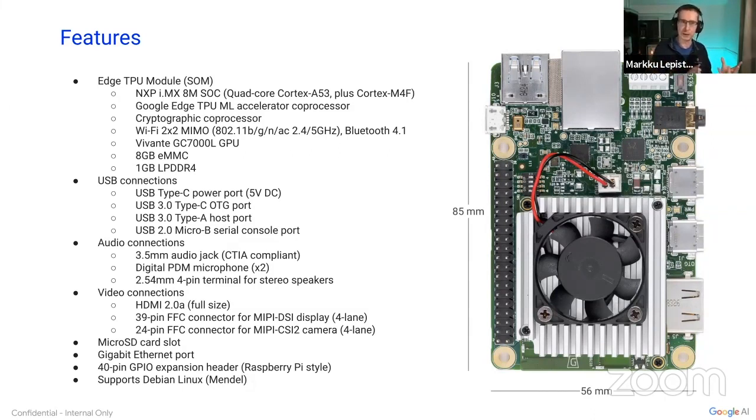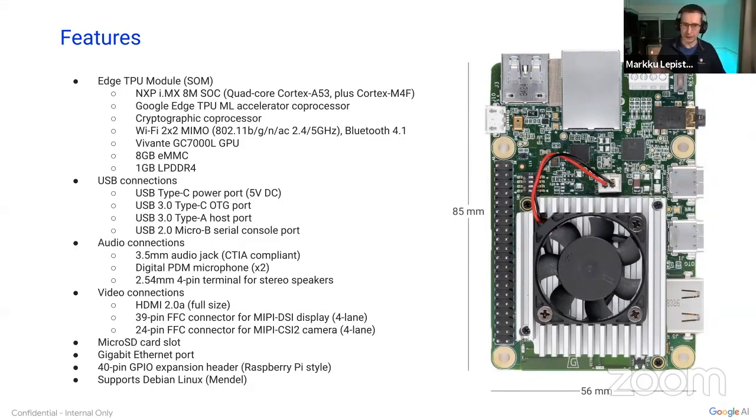It has an NXP i.MX quad-core Cortex-A53 ARM CPU. It's running Debian. It's running a derivative of Debian called Mendel OS, and it has the Google EdgeTPU coprocessor for running machine learning models next to the CPU. So the machine learning model will run on the TPU, and the CPU, the ARM CPU, runs the Debian operating system then. There's a cryptographic processor from Microchip that you can use to run any cryptographic operations and, for example, store your private keys for cloud connectivity in this secure trusted platform module.